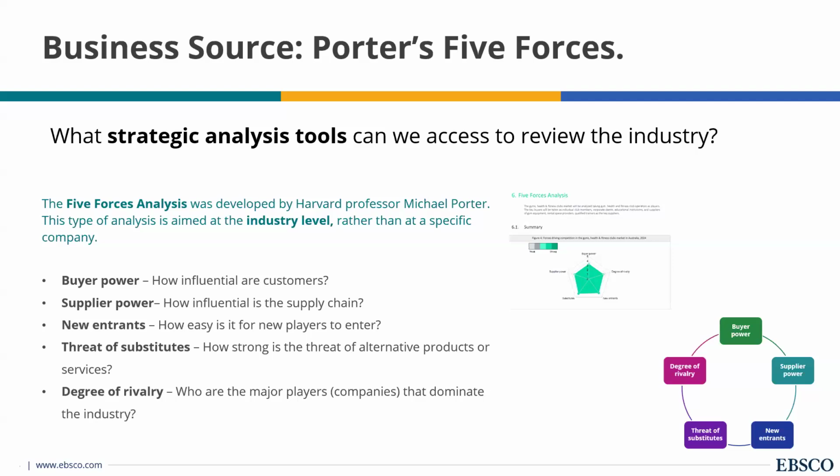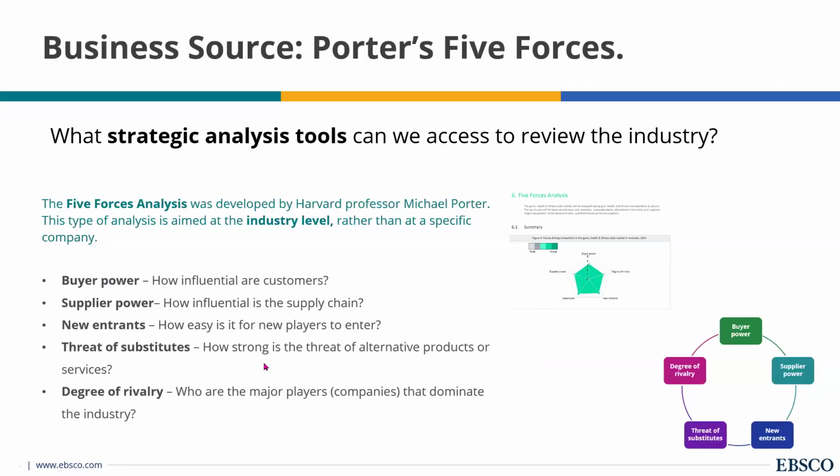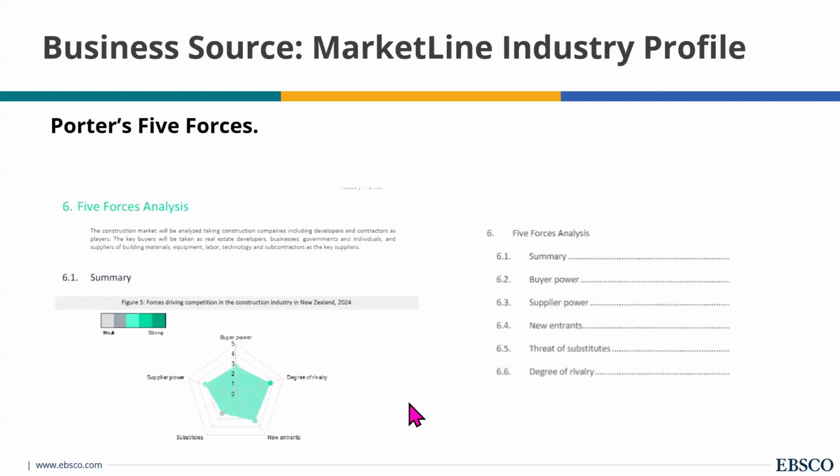So the five forces analysis looks at the following things: buyer power, how influential are customers; supplier power, how influential is the supply chain; entrance, how easy is it for new players to enter that industry or market; the threat of substitutes, how strong is the threat of alternative products or services; and the degree of rivalry, so who are the major players or companies that dominate that industry. So let's have a look at this.